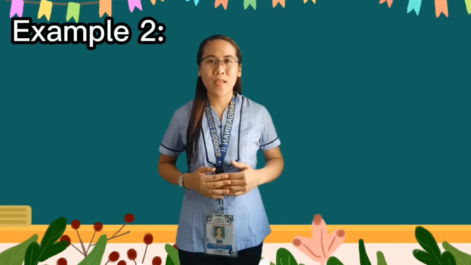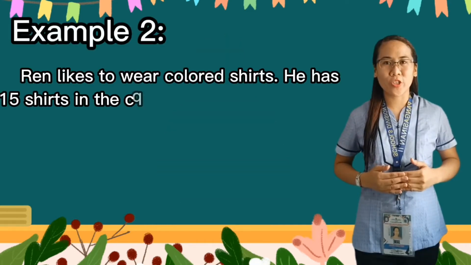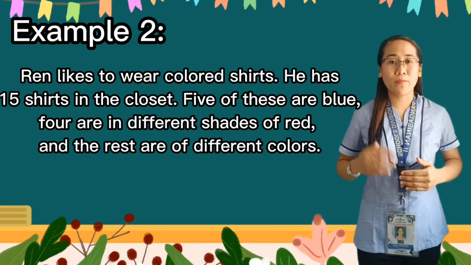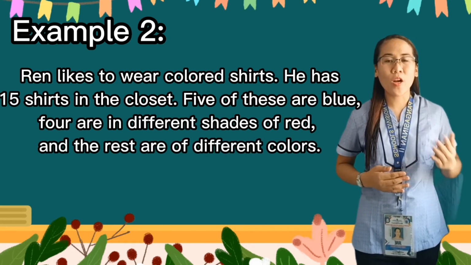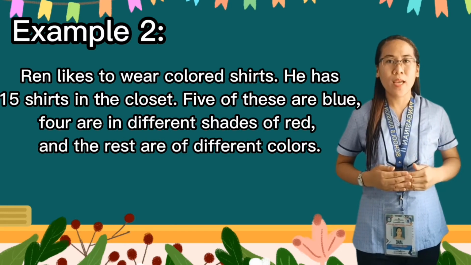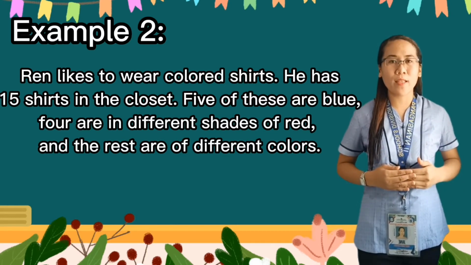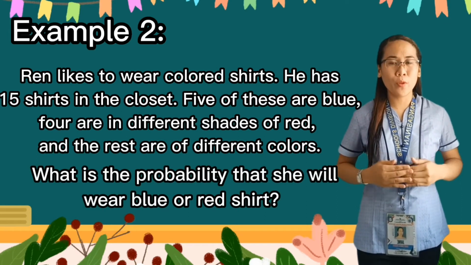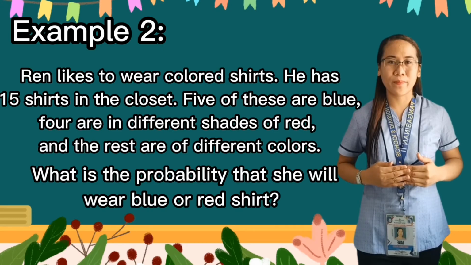Let us now proceed to example number 2. Ren likes to wear colored shirts. He has 15 shirts in the closet. 5 of these are blue, 4 are in different shades of red, and the rest are of different colors. What is the probability that he will wear a blue or a red shirt?